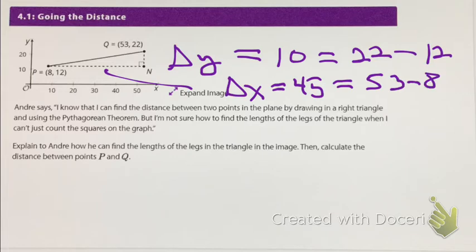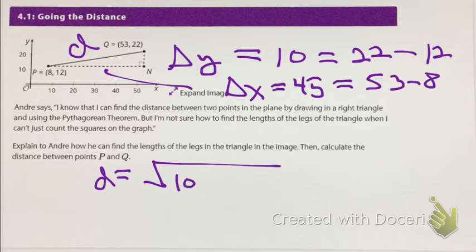So really, if we know those two things, we can then write out the Pythagorean theorem. And that distance up here, which we call d, is really just 10 squared plus 45 squared. And I think that comes out to approximately 46.09 if I use a calculator here.